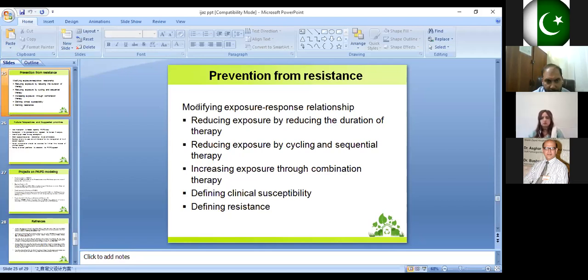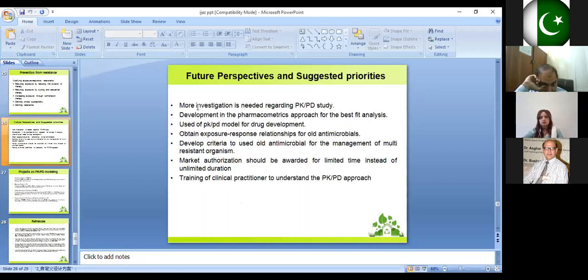For future perspective, this is the last slide. More investigation is needed regarding PKPD study, development in pharmacometrics, benefit analysis, also our drug exposure response relationship, which has been important for all bacteria over the last many decades. And also we should develop criteria to use all microbial measurements.